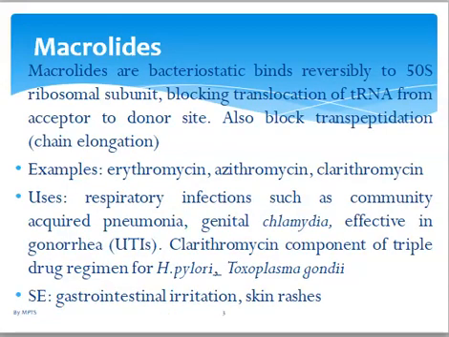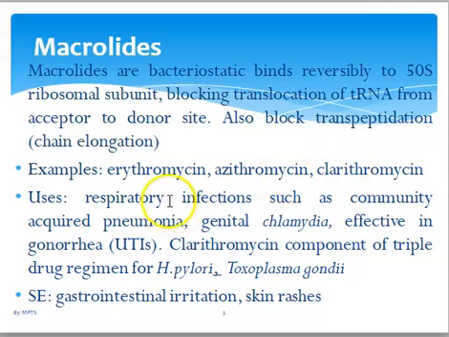Now the macrolides: these are bacteriostatic, and they bind to the 50S ribosomal subunit as said above, blocking translocation of tRNA from the acceptor to the donor site. And of course with this we are also blocking transpeptidation and chain elongation. When we block chain elongation, it means that they cannot form functional proteins. Examples are erythromycin, azithromycin, clarithromycin.